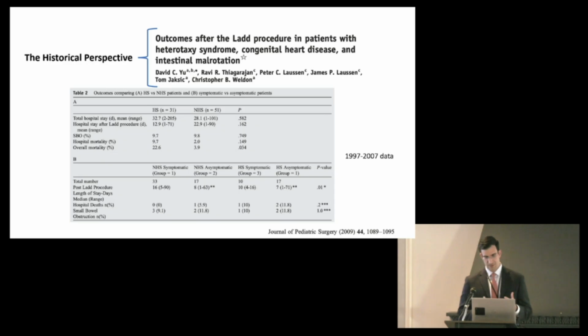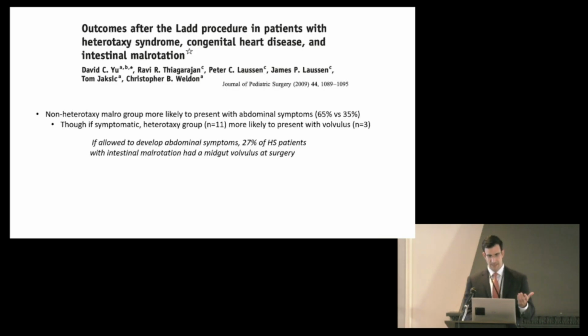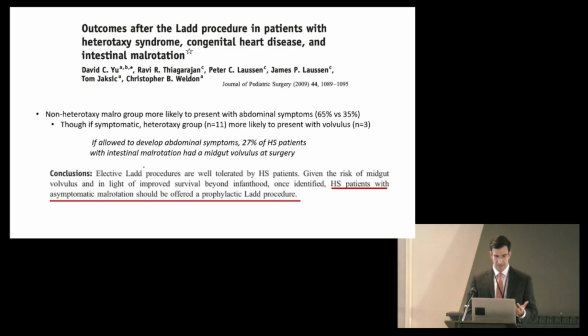This actually came out of our group here in Boston a while ago. It looked at just outcomes after Ladd procedures in patients with heterotaxy. And, small groups, but still very reasonable. 31 kids on one side, 51 on the other. They compare just general outcomes. The table's probably too small for you to focus on. But the bottom line is this, that they found that if allowed to develop abdominal symptoms, about a third of heterotaxy patients with intestinal malrotation had midgut volvulus. So that kind of raised everybody's eyebrows and says, oh, geez, if a third of them are going to have volvulus, we should probably do prophylactic procedures on all of them and screen all of them, right?